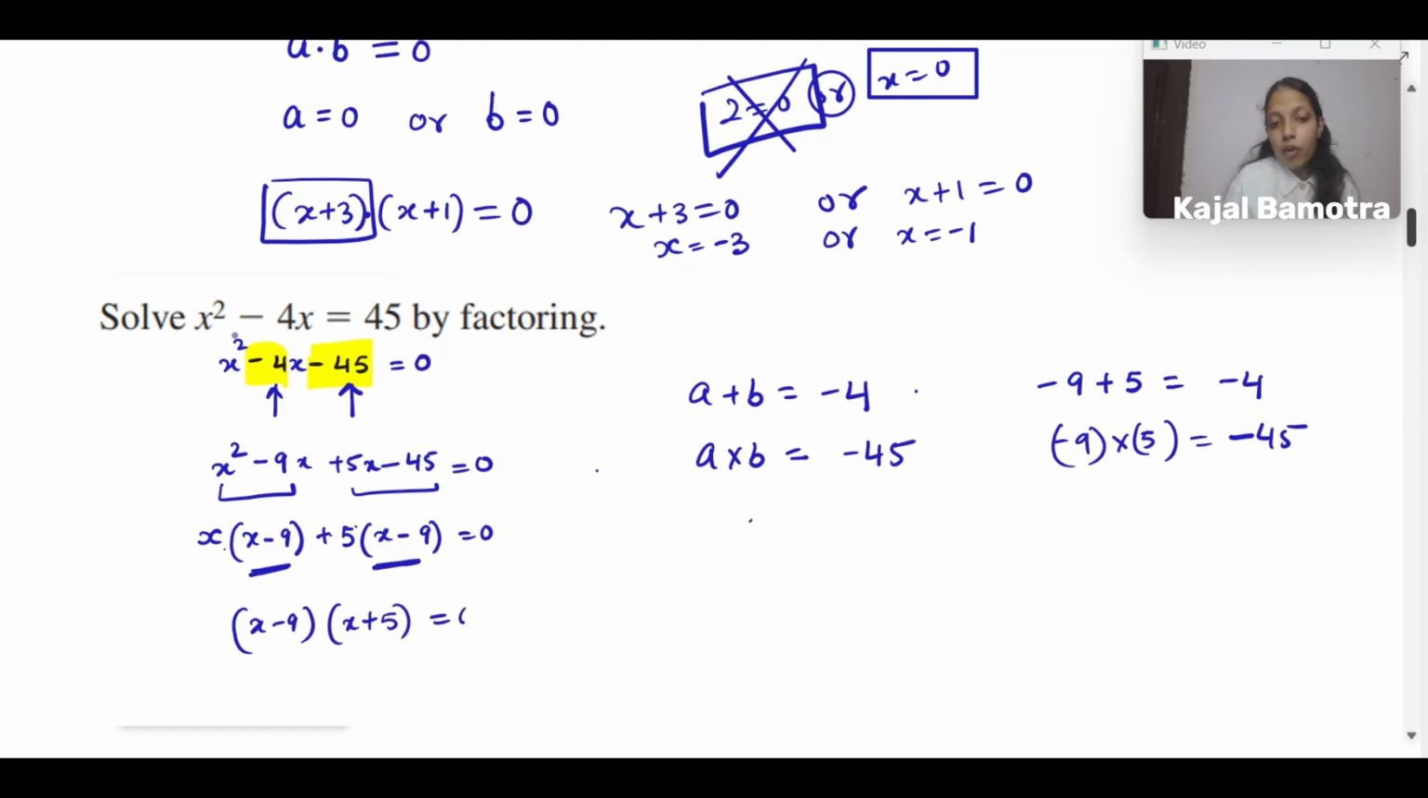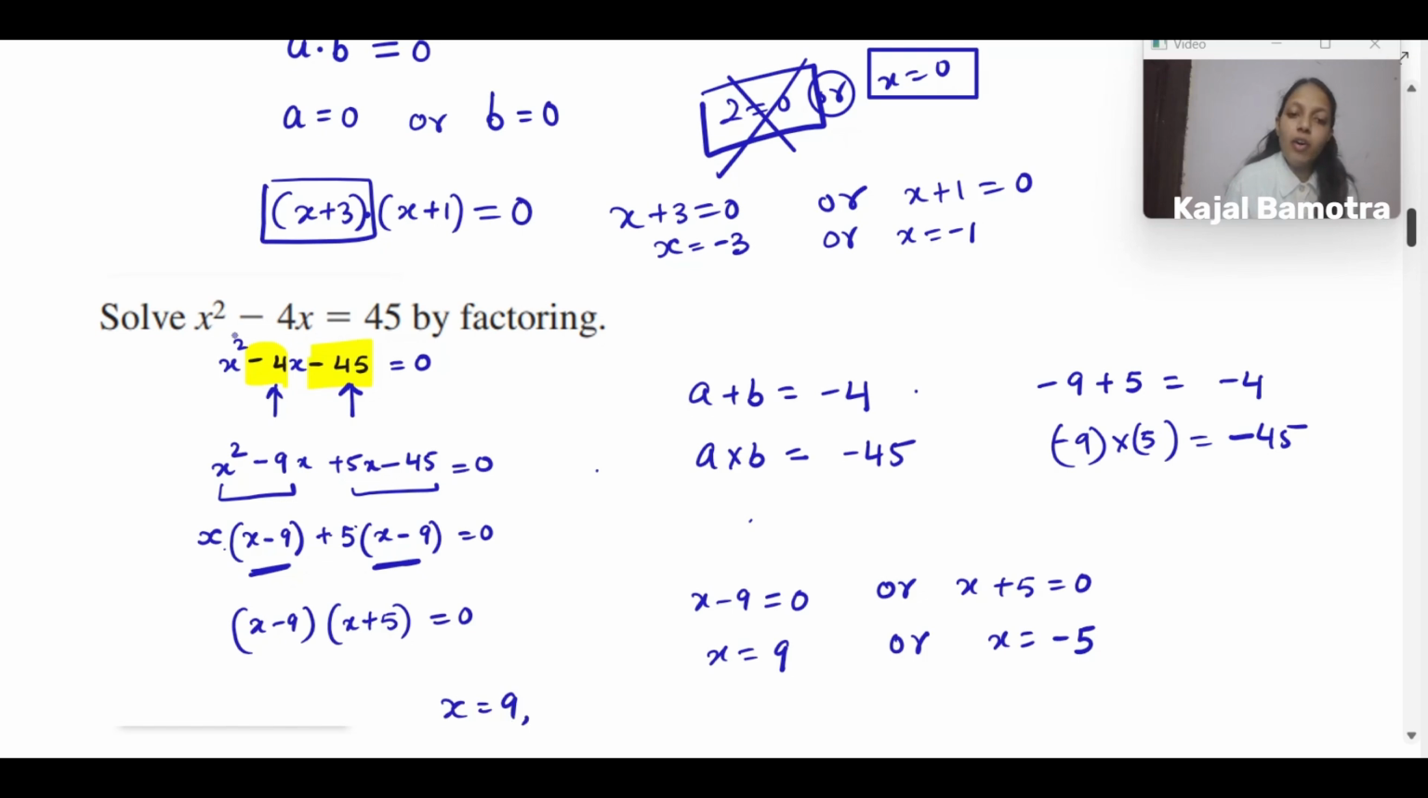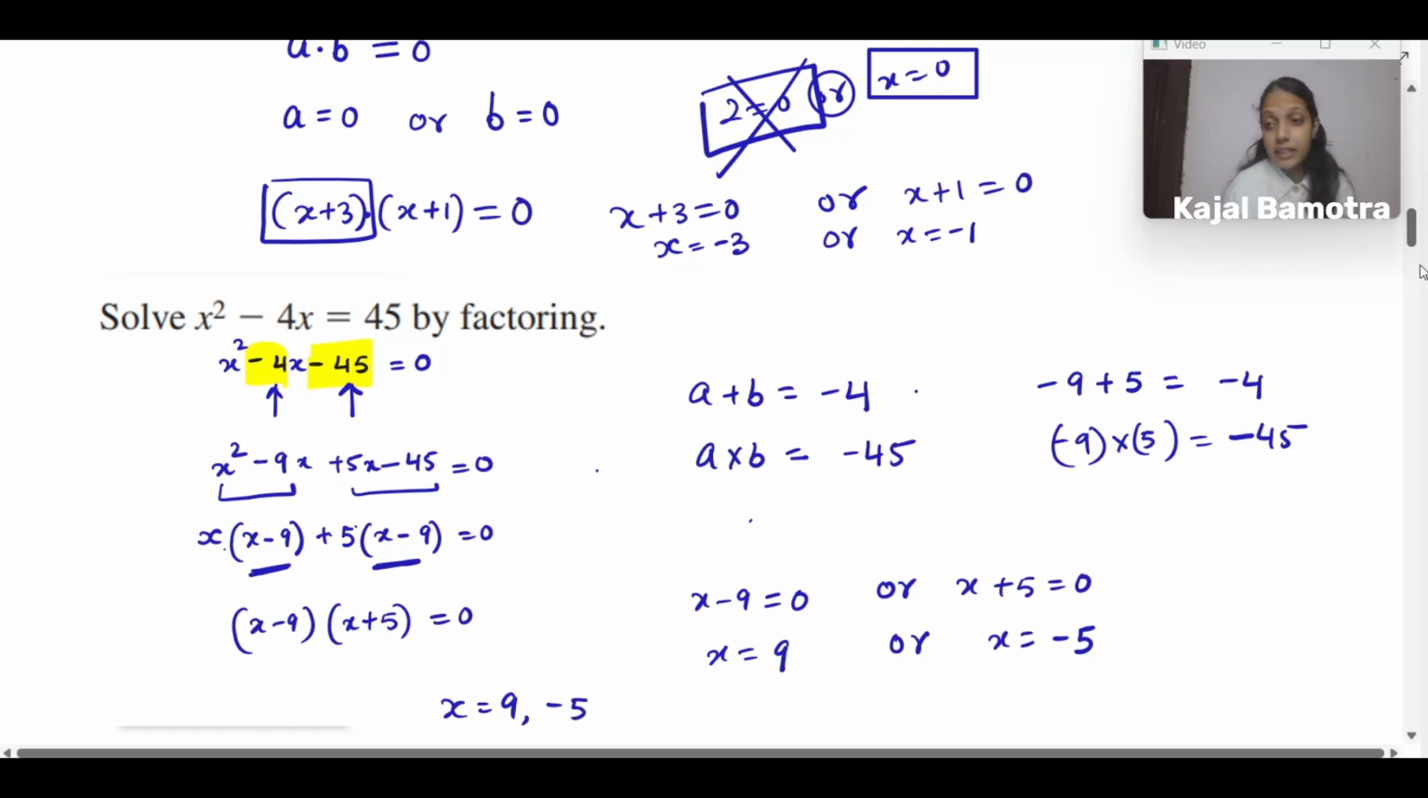The product of the two terms is 0. That means either x - 9 = 0 or x + 5 = 0. So x is 9 or x is -5. Okay, so you are getting two values of x, 9 or -5. I hope this is clear.